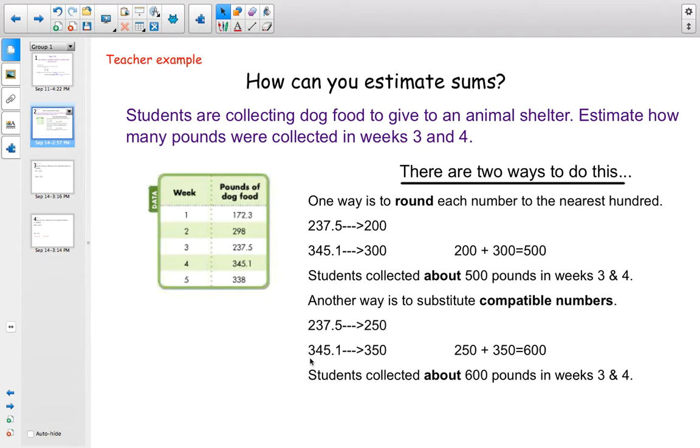Looking down here, we have 345 and 1/10. A good compatible number for that would be 350. So now my problem is much easier to solve. 250 plus 350 is going to equal 600. So students collected about 600 pounds in weeks 3 and 4. Here we see two different ways to solve the same problem using estimation. We'll notice that we didn't get the same answer, and that's okay, because when you're estimating, you're just trying to get around that exact answer.